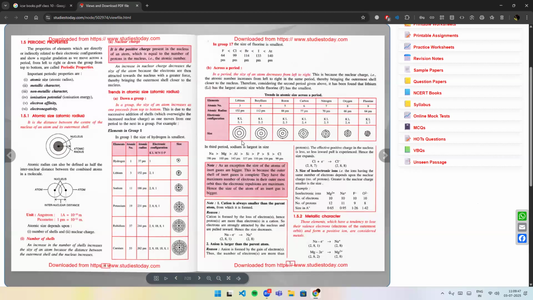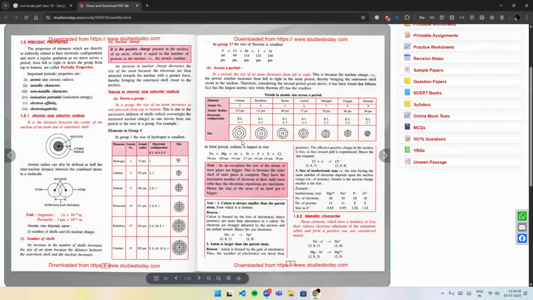Trends in atomic size. Down a group. In a group, the size of an atom increases as one proceeds from top to bottom. This is due to the successive addition of shells as one moves from one period to the next in a group. For example, elements in group 1. In group 1, the size of hydrogen is smallest and that of cesium is largest. In group 17, the size of fluorine is smallest.